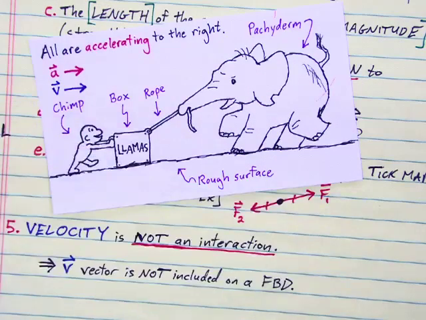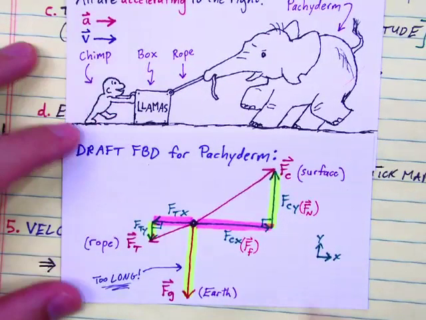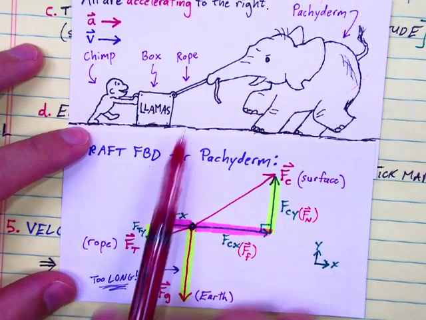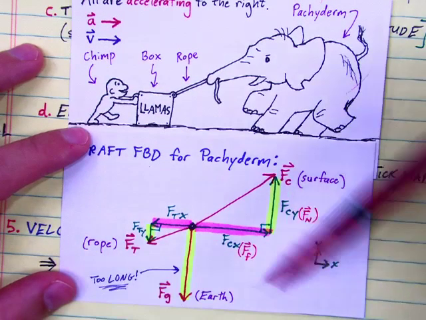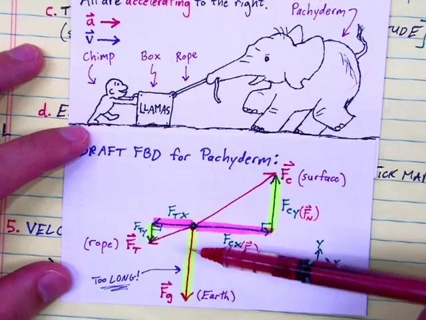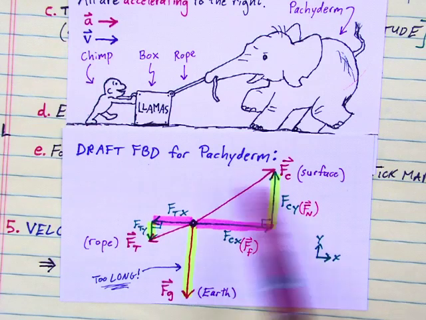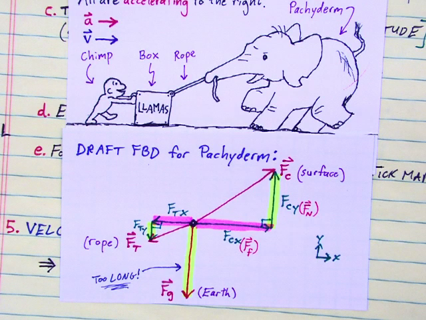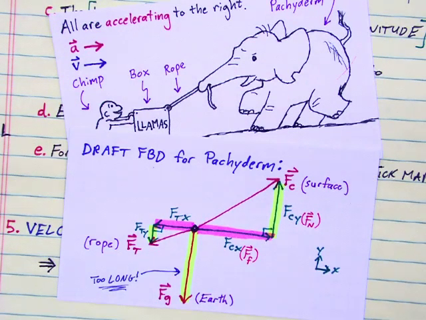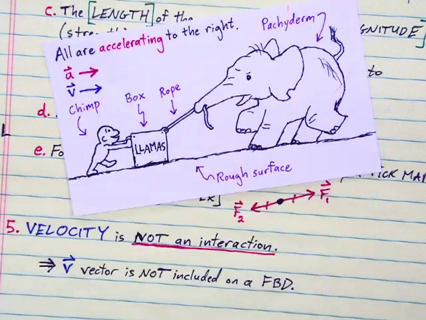Ready? Here's my draft FBD for the pachyderm. Contact force from the surface, pushing up and to the right. Force of gravity from the Earth, pulling straight down, and our tension from the rope, pulling down and to the left. Once we clean that up, our final FBD, pause the video, clean it up, adjust yours. Ready? Final FBD for the pachyderm.